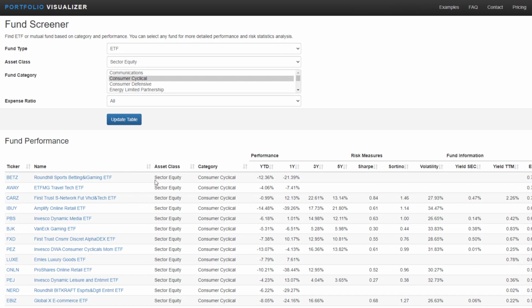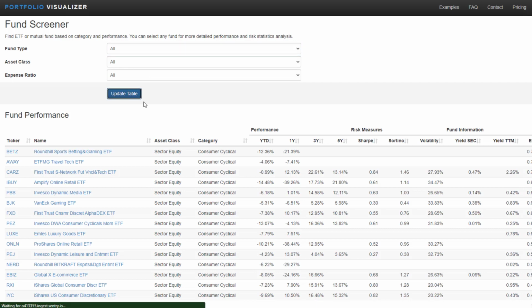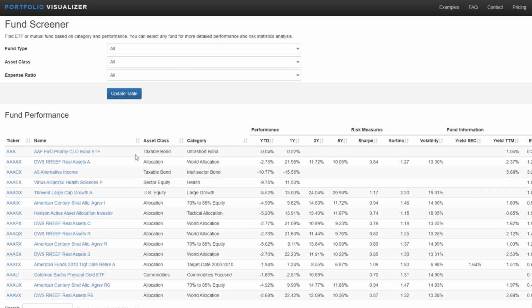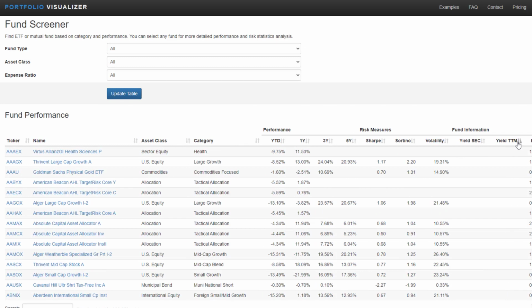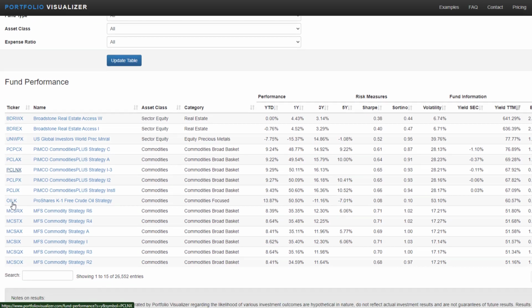But going from left to right, it has its asset classification, its category, year to date, 1 year, 3 year, 5 year, some risk factor measurements, and then also your 12-month trailing yield. So I think this is cool for dividend investors, those that want to find high dividend yield funds with good performance. Let's back up here and just do all and update the table. Again, 26,000 entries. If we update the table and take a look at the trailing 12-month yields, take a look at some of these funds, you can just start to get some ideas and write some ticker symbols down of these high yield funds.